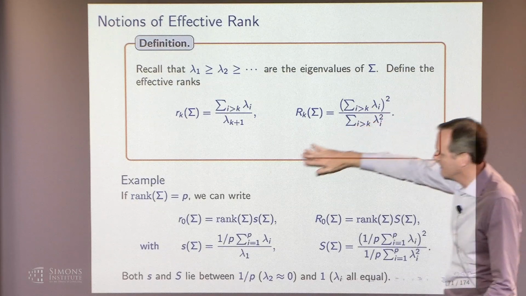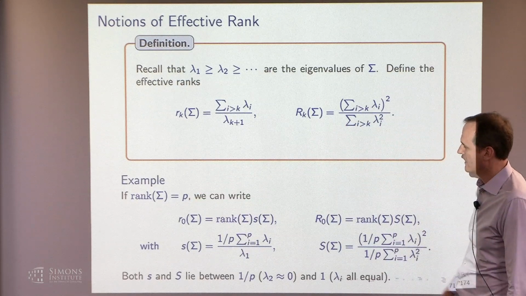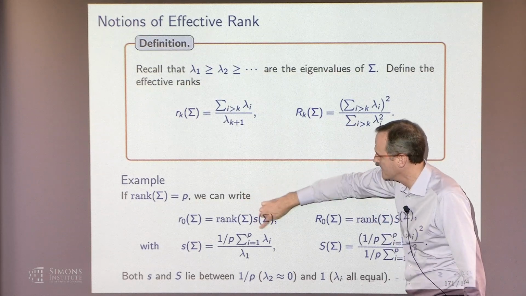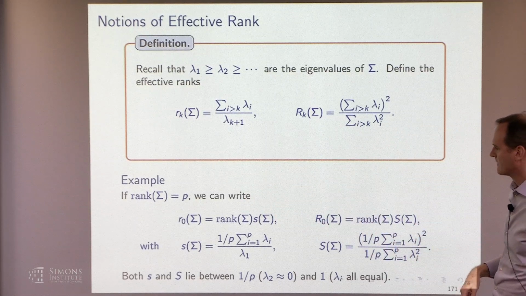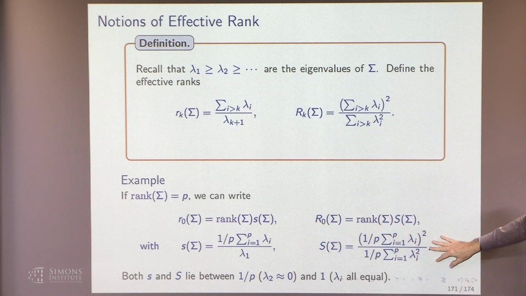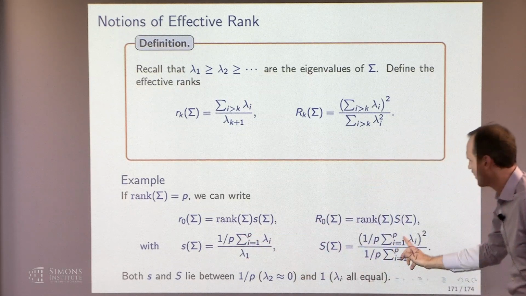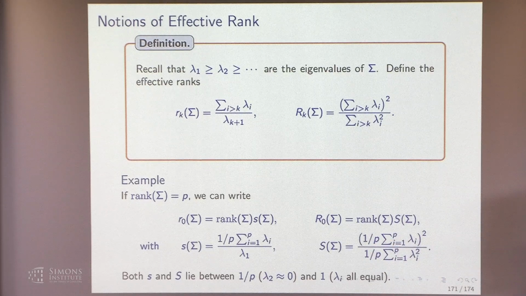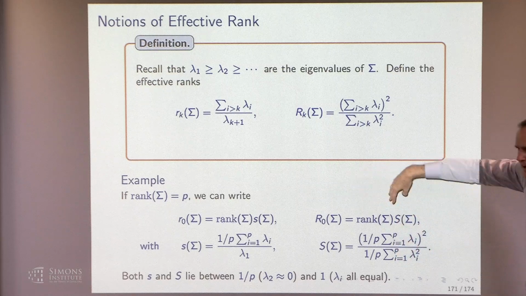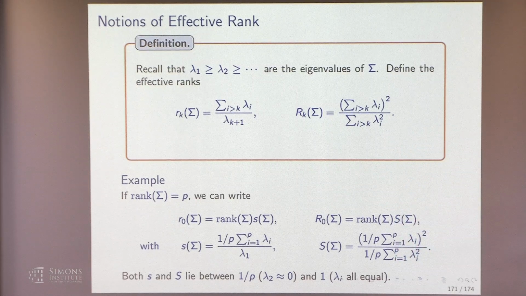If you're in finite dimensions, then it's rank times some notion of symmetry. In the two cases, they're different notions of symmetry, but these S quantities, S and capital S, lie between 1 over P and 1. 1 over P is when you really only have one direction where anything's happening, and 1 is where things are spherical. So if you're very symmetric, then it's just the rank. If you're very asymmetric, then it could be much smaller than that. In particular, you can go off to infinity, and it's kind of looking at the effective rank in that sense.